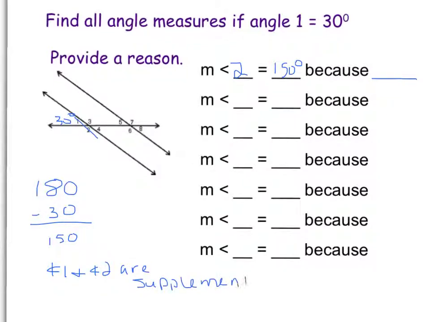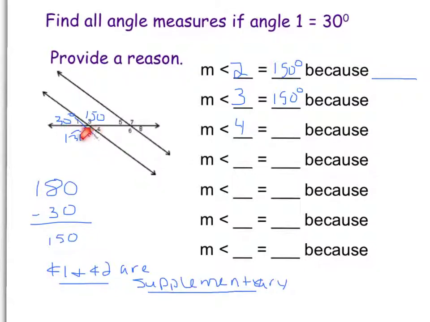Supplementary. So you're naming the angles and you're telling me how they're related. All right, next I'm going to go to angle 3. Angle 3 and angle 2 are vertical. So I know that they are congruent. So that means angle 3 is 150 degrees as well. So 150 and 150.